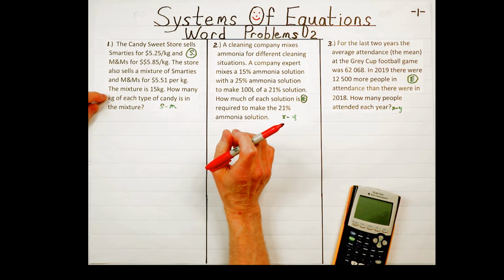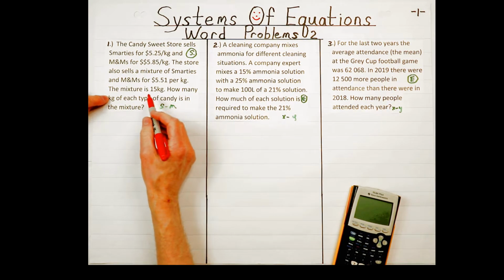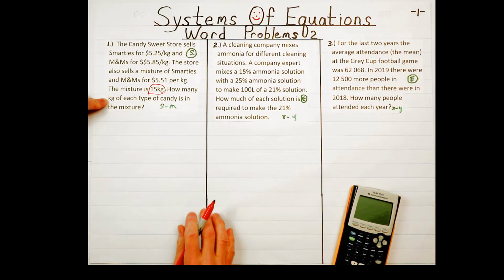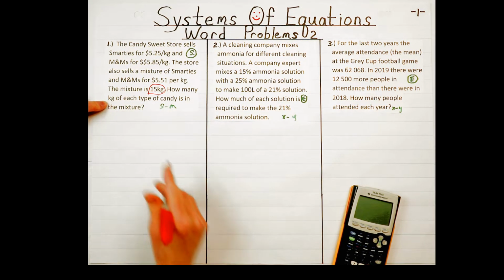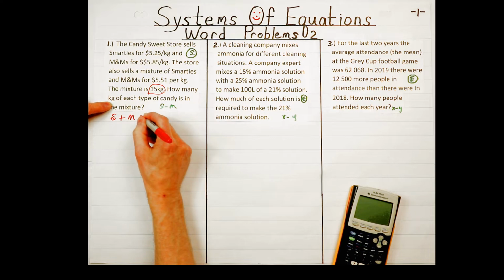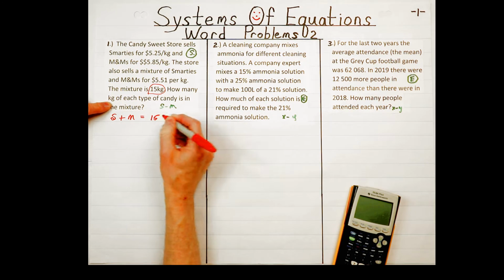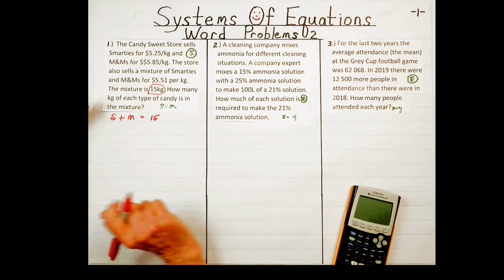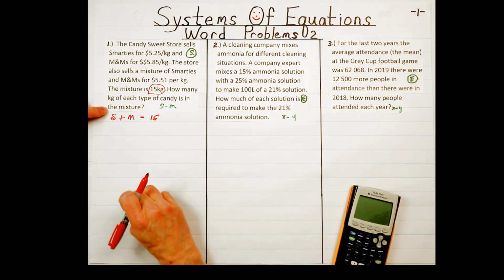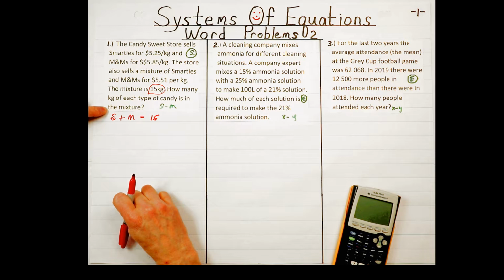The first equation in this problem is quite straightforward. It says the mixture is 15 kilograms. So what we have is Smarties plus M&Ms is equal to 15 kgs. And that's as straightforward as you can get for an equation.